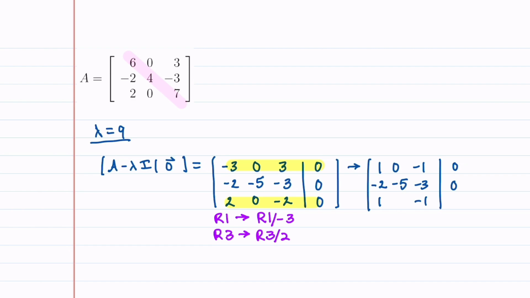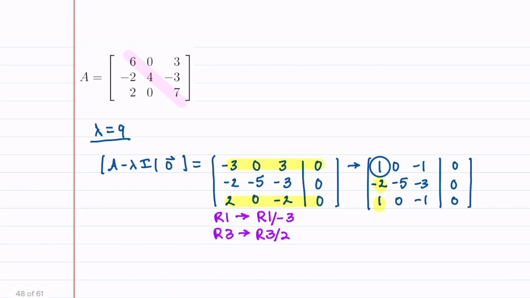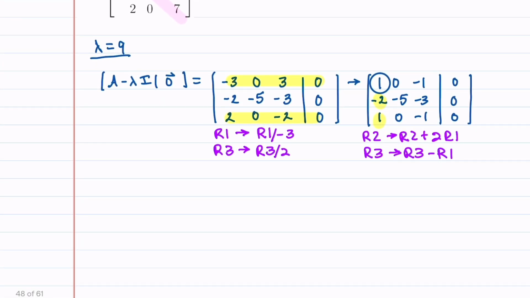Let me change that 0. It looked like a 6. There we go. Now we're all set. Let's circle our first pivot, and we're going to proceed to get a 0 below that. All those entries are going to become 0. So we're going to take row 2 and replace it with row 2 plus 2 times row 1. And then we're going to take row 3 and replace it with row 3 minus row 1. Give ourselves a little bit more space.